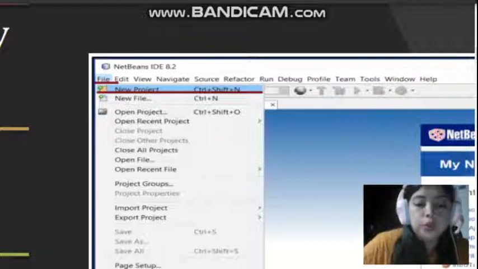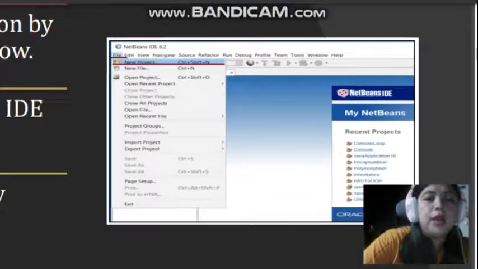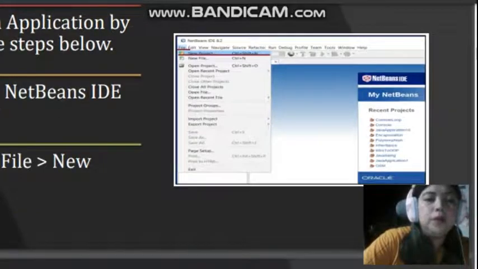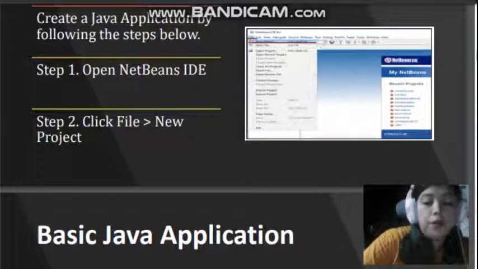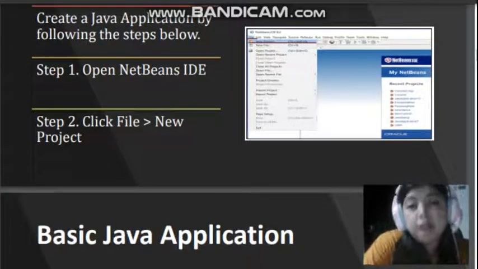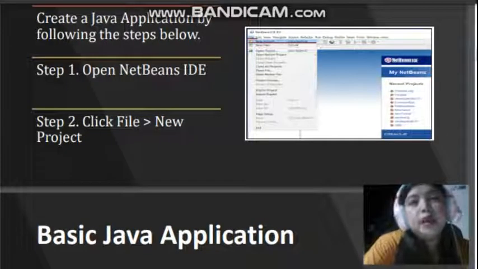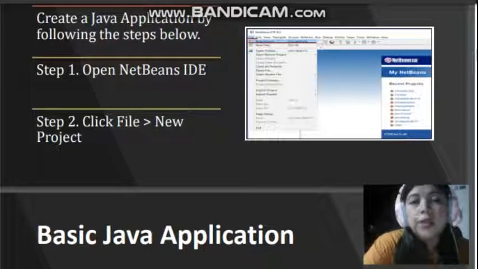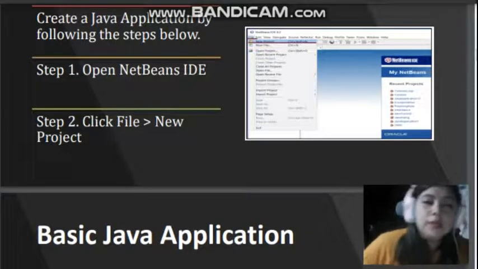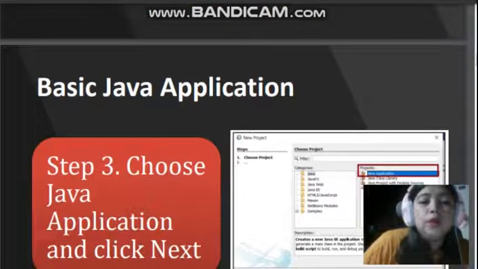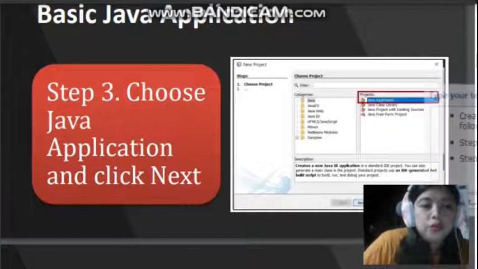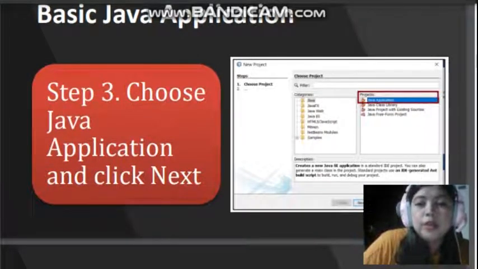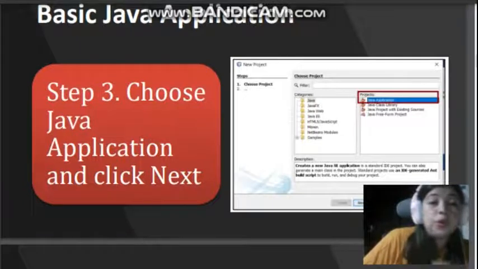So why do we do that? It's like simply creating a folder where you are going to save all of your files. For example, in a project, there can be a couple of files that may include the different interfaces of your program. So the next step that we are going to do is to choose the Java application that you're going to do.